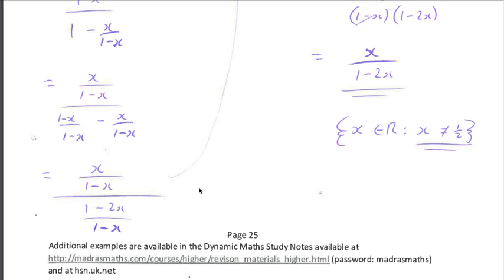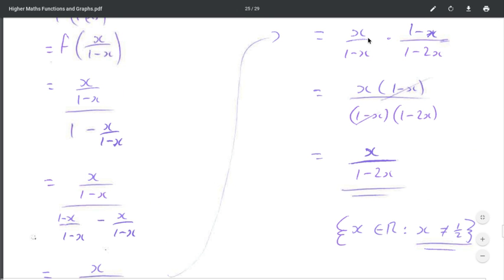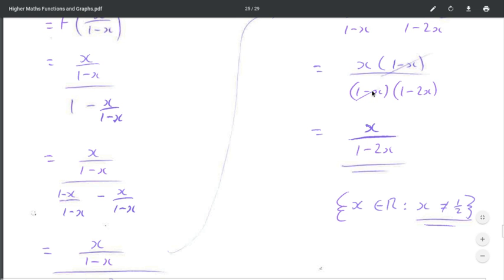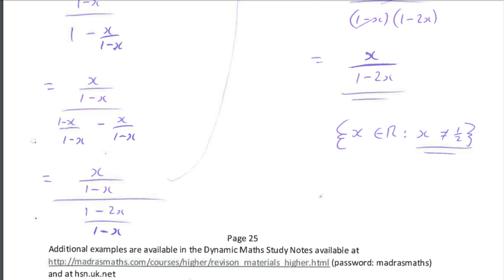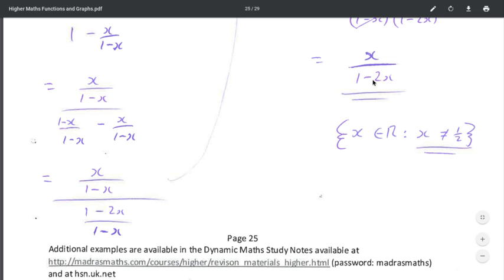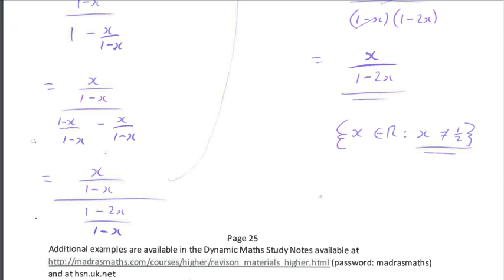Now I can flip and multiply. So I get x over 1 minus x multiplied by 1 minus x over 1 minus 2x. Now I can cancel these two. That's a bit of National 5 algebra there, guys. I'm left with x over 1 minus 2x. And as a good young mathematician, or maybe a slightly older mathematician, I'm going to write the restriction on the domain, because I know we can't divide by 0. So 1 minus 2x is not equal to 0; add 2x to both sides, divide through by 2, and x cannot equal 1/2.